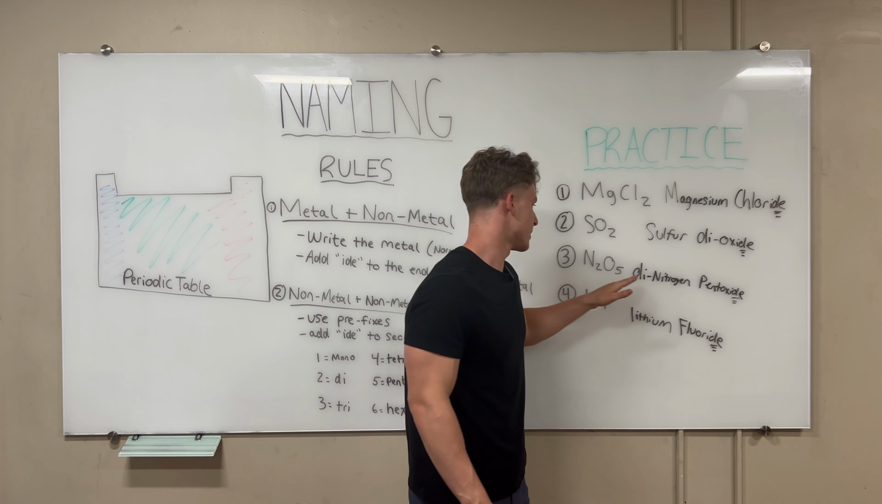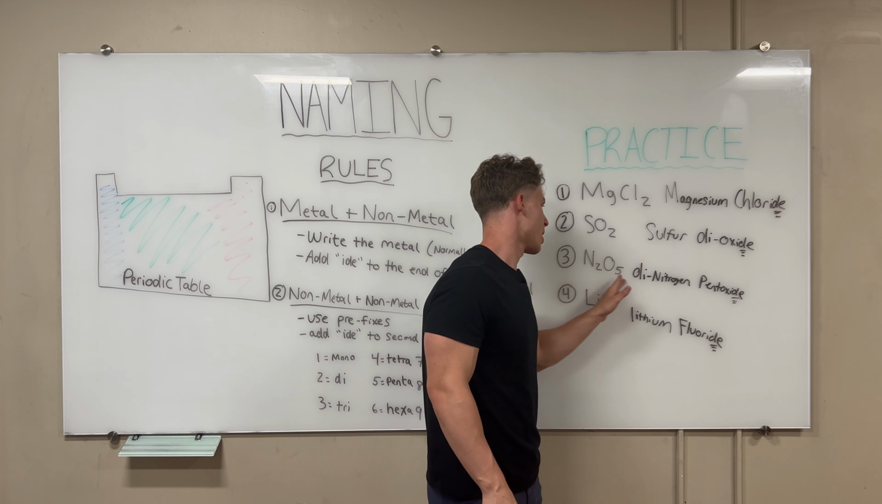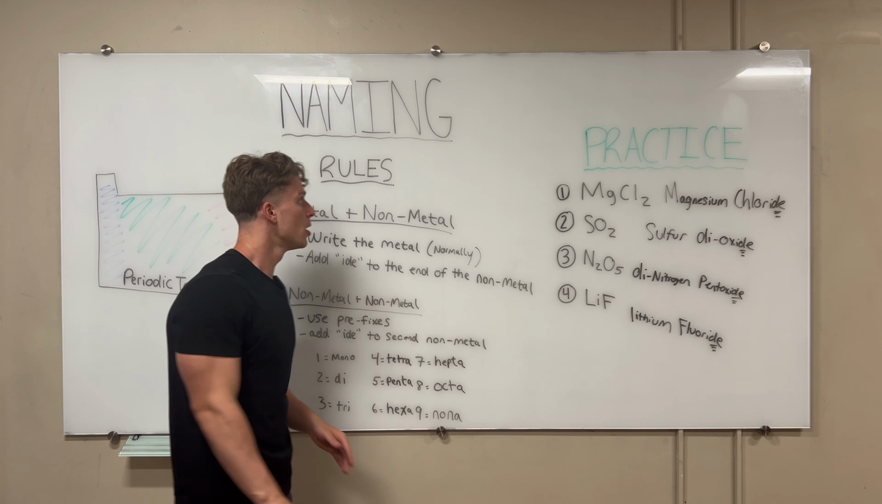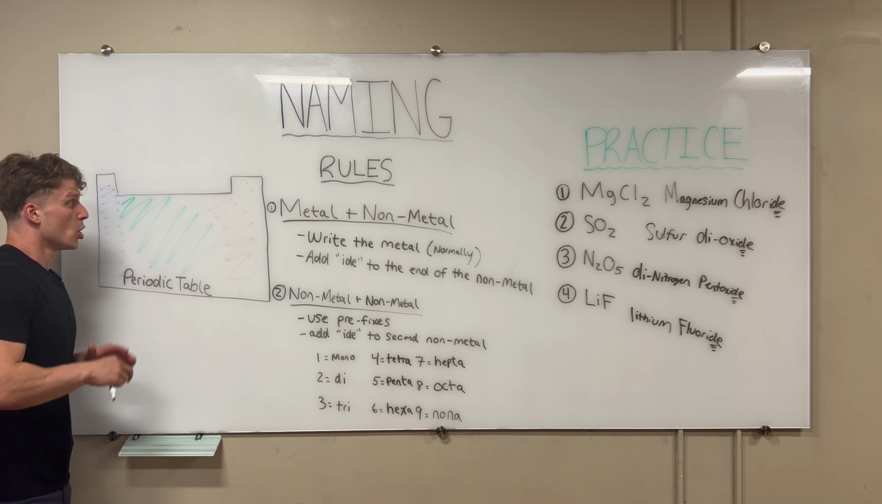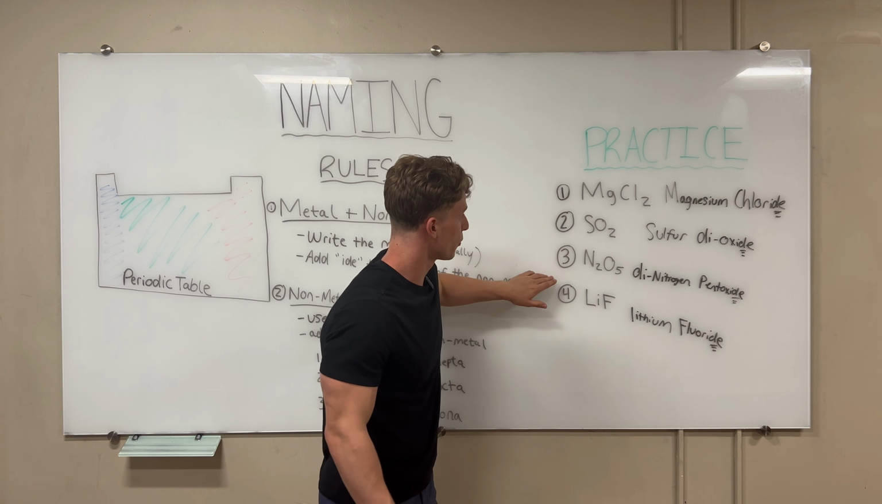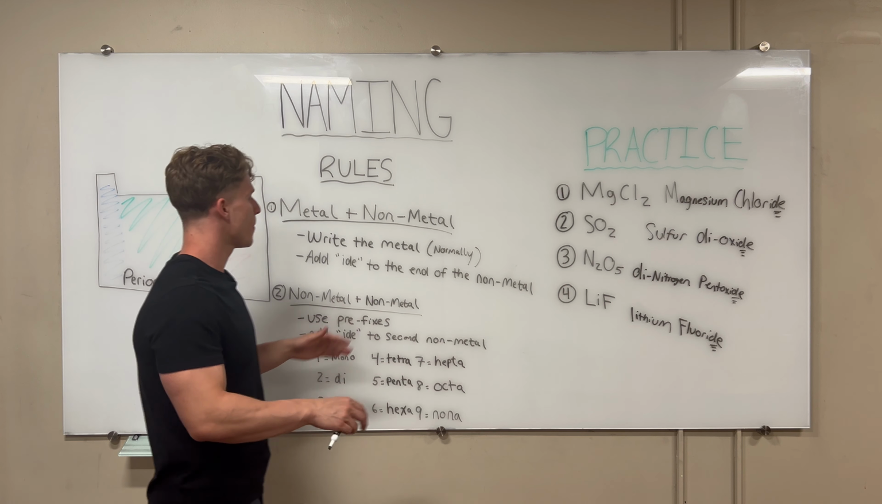Now, in this one, it was dinitrogen pentoxide. We had 2 nonmetals, and we kept our prefixes. We added "ide" to the end of the second nonmetal. So this is how you name structures using these rules, and make sure you know how to go through and analyze whether it's a metal and a non-metal or 2 nonmetals.